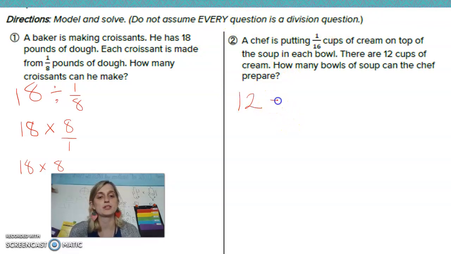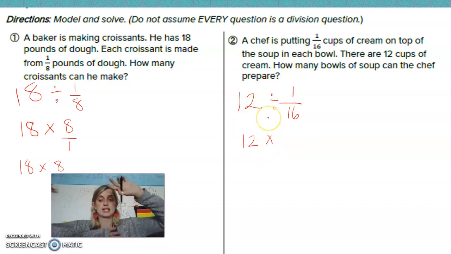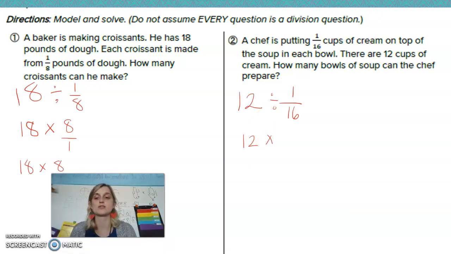We're going to break it up, divide it into groups the size of 1 dollop of cream, which is 1/16 of a cup. Make sure that you are keeping our first number the same, changing to multiplication, taking the reciprocal, and then multiplying. Go ahead and do that one.